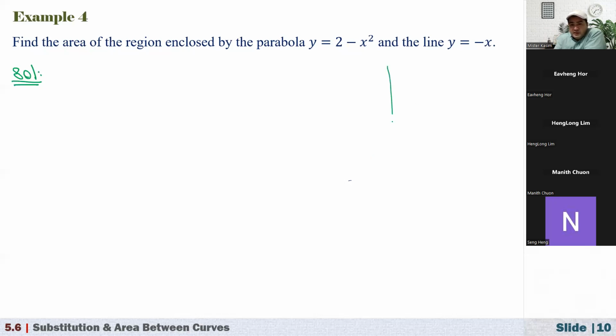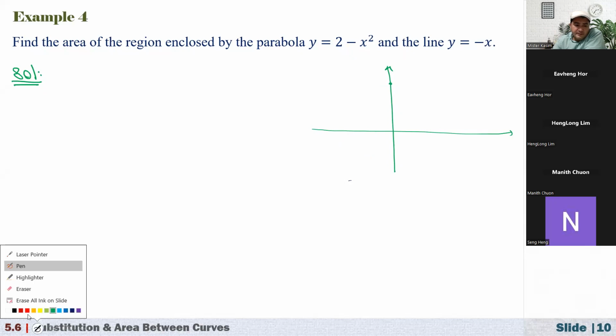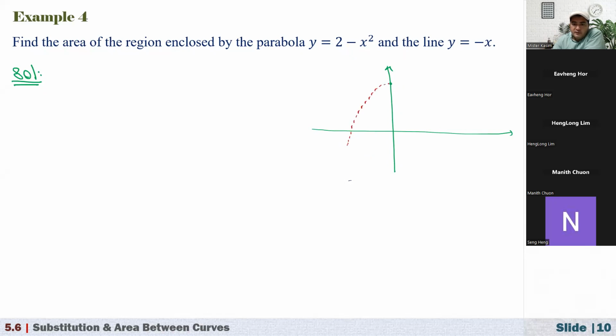So now, suppose that this is our coordinate system, and this is 2 minus x squared. When x equals 0, that's equal to 2, the maximum value of this function. So that is the graph of this function, y equals 2 minus x squared. And how about y equals minus x? It will be this line.